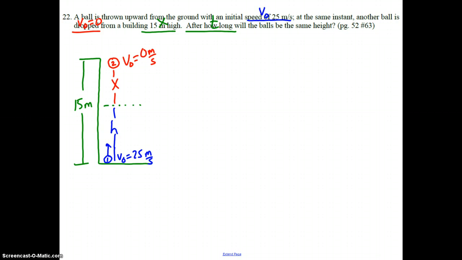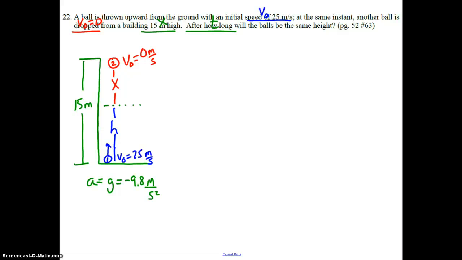All right, what do we also know? We also know that both balls will accelerate due to gravity at negative 9.8 meters per second squared. In this problem, it is important to assign g a negative value because we have conflicting directions. We have some information that's up, we have some information that's down. So our 25 meters per second will be positive, therefore any information down needs to be assigned a negative value.